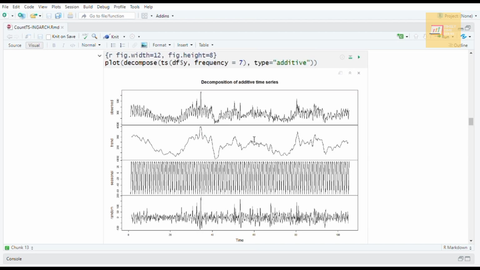Okay, now let's look at the decomposition of this time series. I assume that we really do have a weekly seasonality. Therefore, I set the frequency to be 7 when I make a time series object.